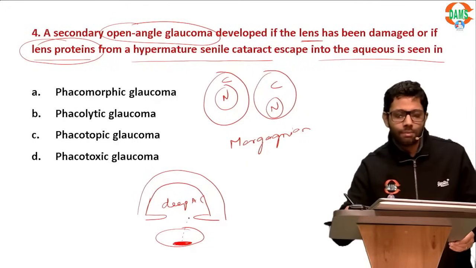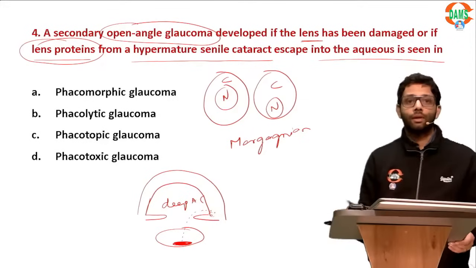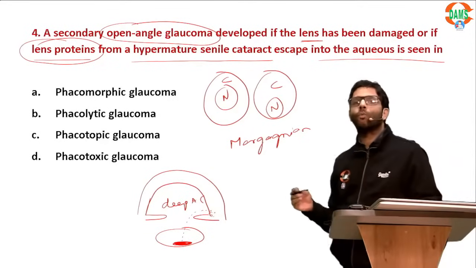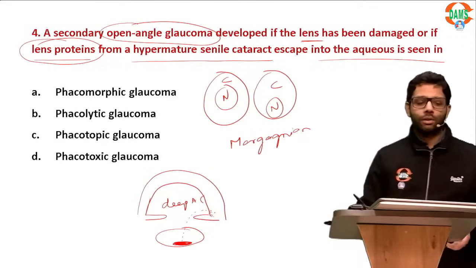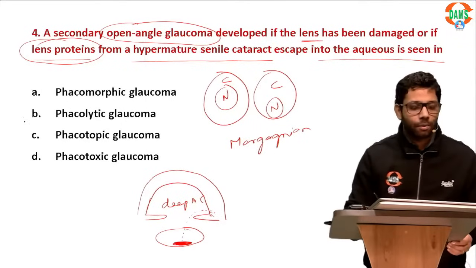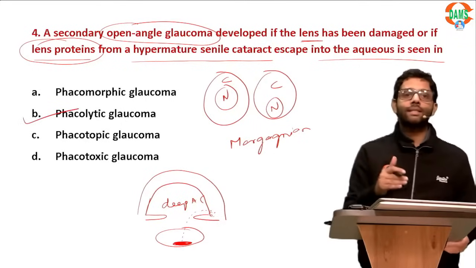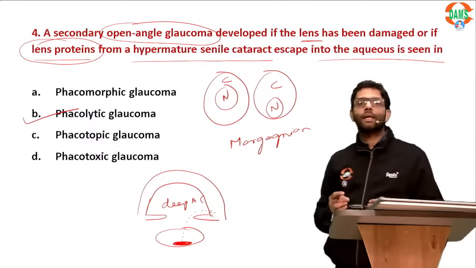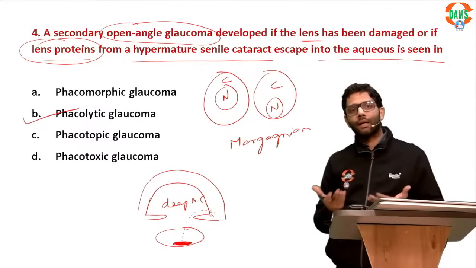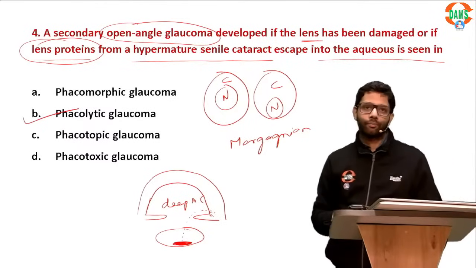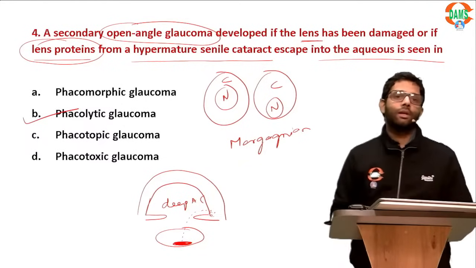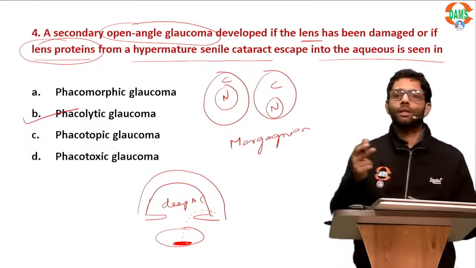Lens protein is coming out of the capsule, and it blocks the trabecular meshwork. It blocks the trabecular meshwork means secondary open angle glaucoma. That is what? Phacolytic glaucoma. Because lens is lytic, it is also known as lens protein glaucoma. It is a secondary open angle glaucoma. You have to do cataract surgery under IOP control. That is the answer of this question, also known as phacolytic or lens protein glaucoma.